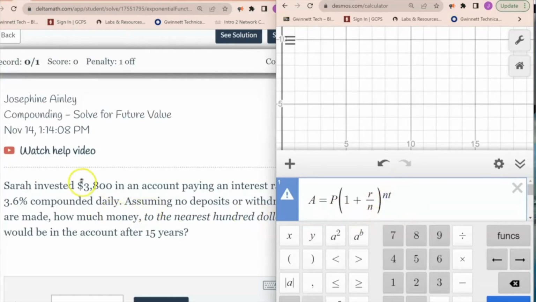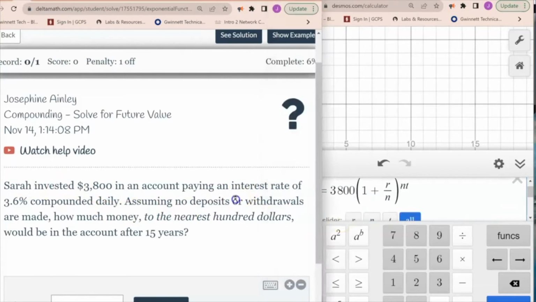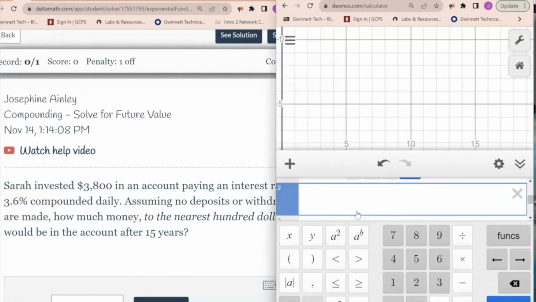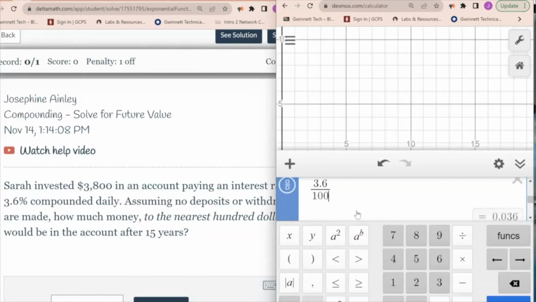So let's put in the numbers that we know. Sarah invested 3,800. So that's the money she's putting in. That's your principal. In an account paying an interest rate of 3.6%. So that's my interest rate. That's my R. However, you cannot put percent in there. So before you can put it in, you must get rid of that percent. And how do you do that? You divide by 100. So that's 0.036.